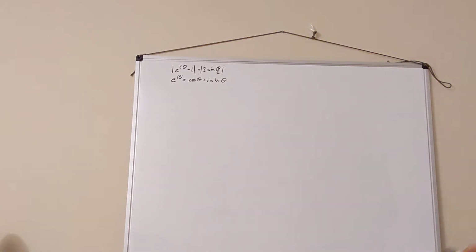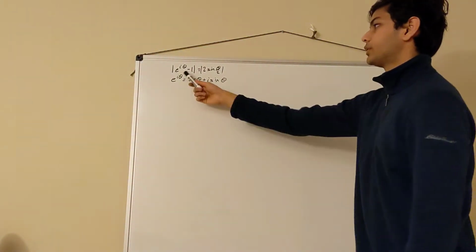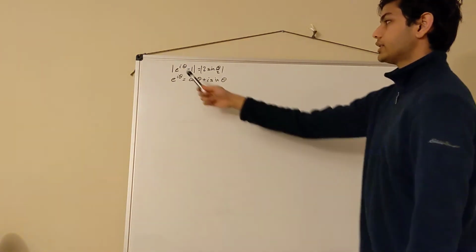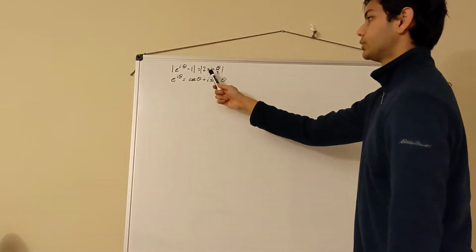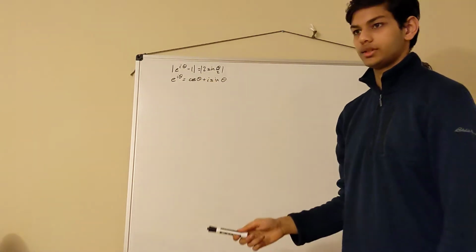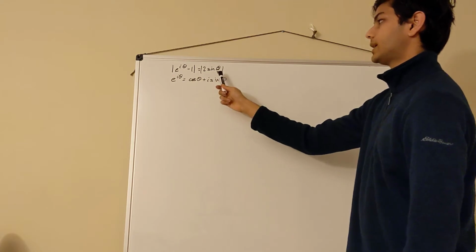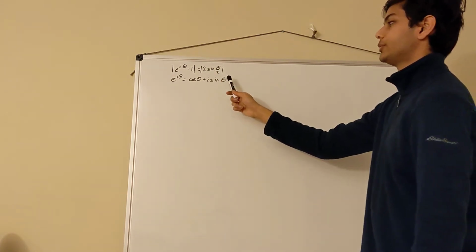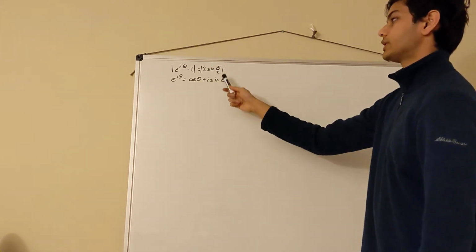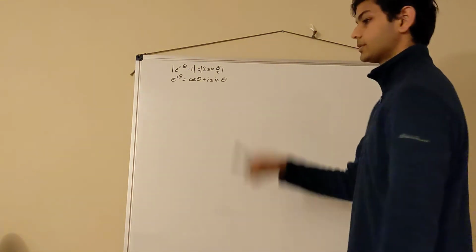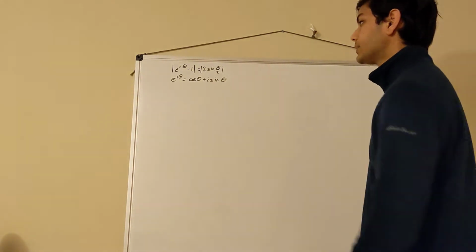Okay, so this will just be a quick video on proving this nice little neat identity. It says that the magnitude of e to the i theta minus 1, which is the distance of this complex number from the origin, is equal to the absolute value of 2 sine theta over 2. So if theta is positive, this is just 2 sine theta over 2, and if theta is negative, then it'll be the absolute value of whatever that negative number is.